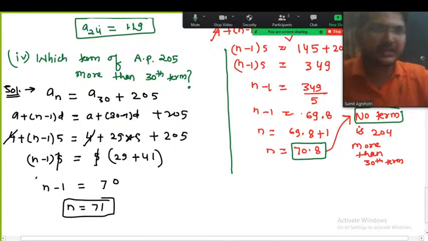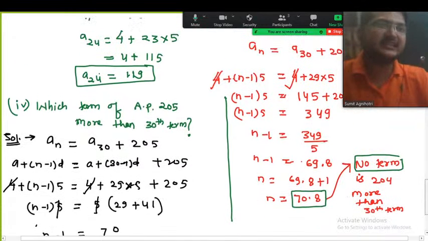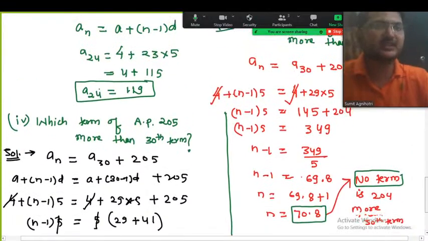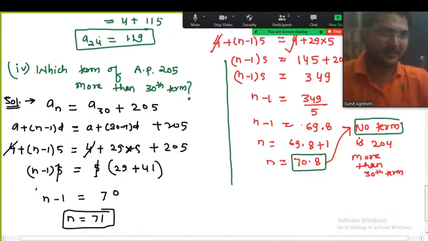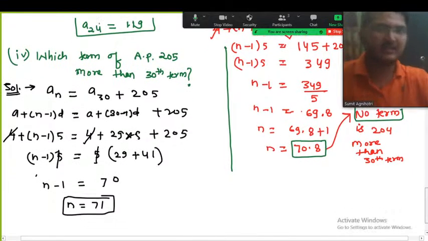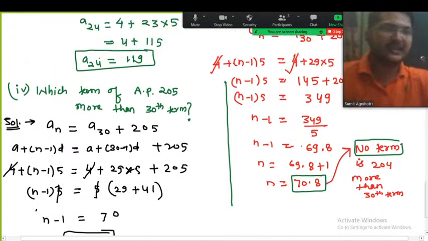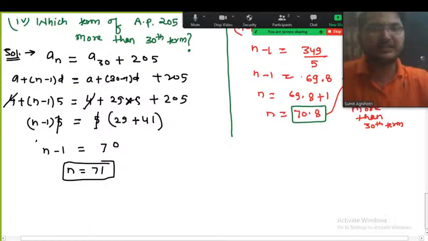But we may also get an answer which is in decimal. If my answer is in decimal, that means no term exists with that property. But here we got 71 as my value of n. That's why we conclude that the term is the 71st term.